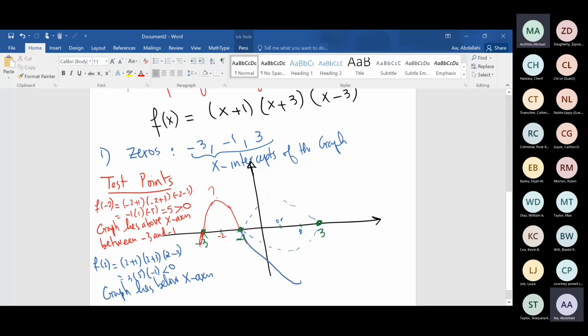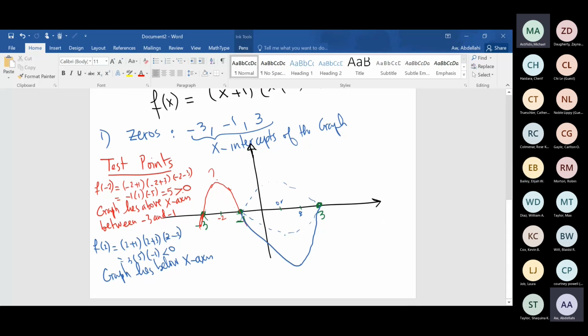Again, how far we go below, that I don't know, you see? But I know the graph lies below. Everybody understand that? The math we are doing is very, very simple math. We're just plugging in numbers.